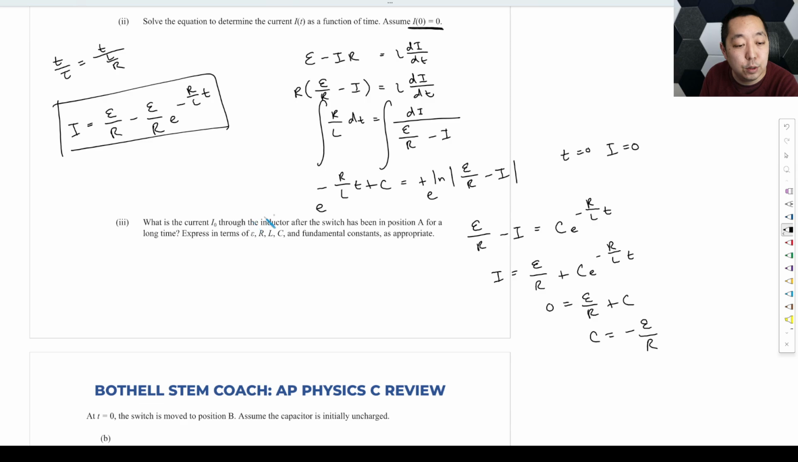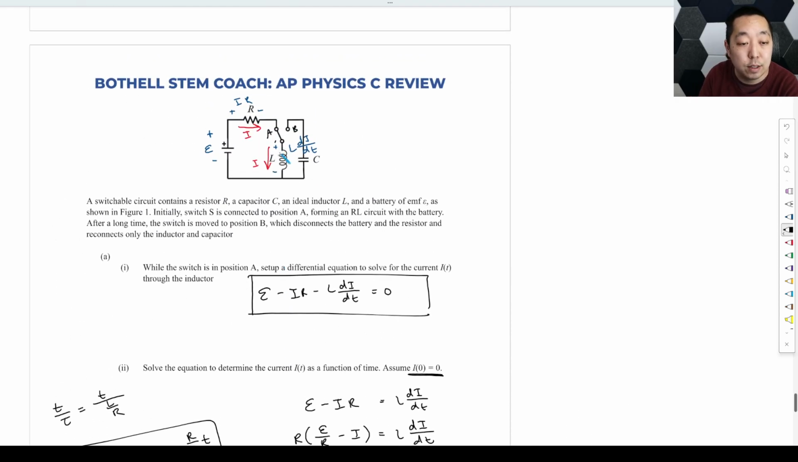What is the current I0 through the inductor after the switch has been in position A for a long time? So when you wait a long time, what's our assumption? Is that the voltage here is 0. Another way to think about it is all the derivatives are 0, basically. You wait a long time, this derivative is 0. So then this voltage is 0 here, and so then this voltage has to be epsilon right here.